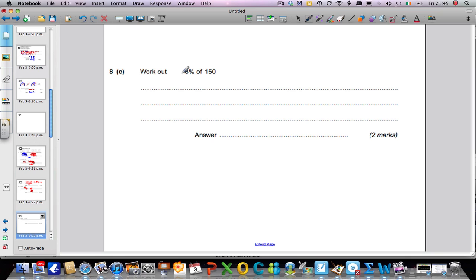Moving swiftly on, 8% of 150. Well, it's always good to find 1%, okay? Just remember that 150 would represent 100%. That's the total amount. So work out 1% by dividing by 100. 150 divided by 100 is 1.5. That means 8% must be 8 times 1.5. So let's do 8 times 1.5.